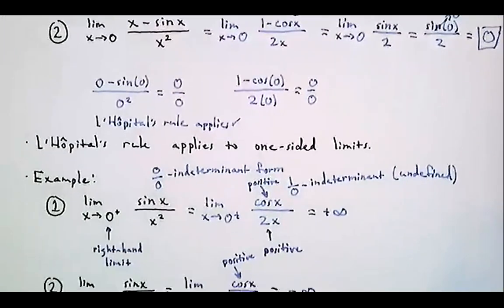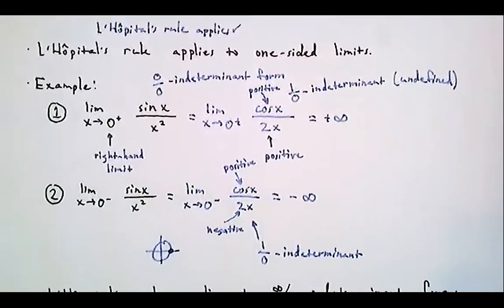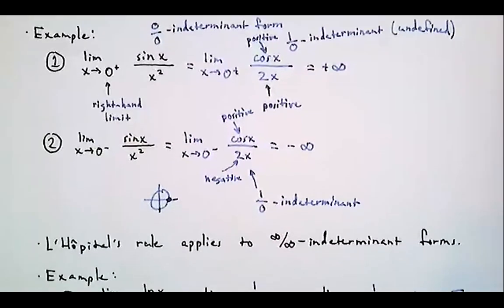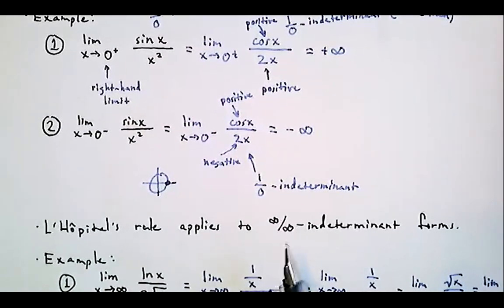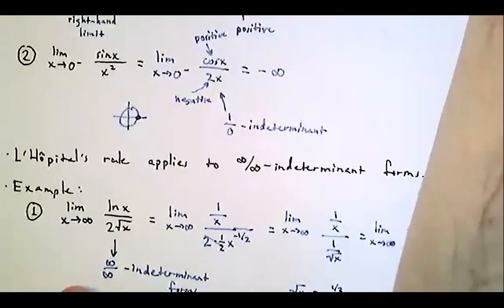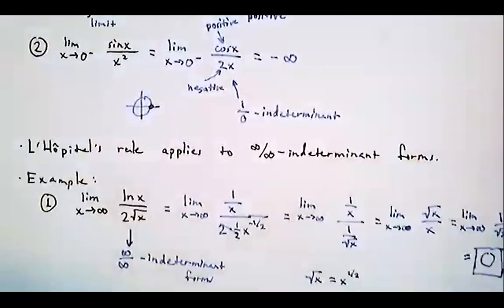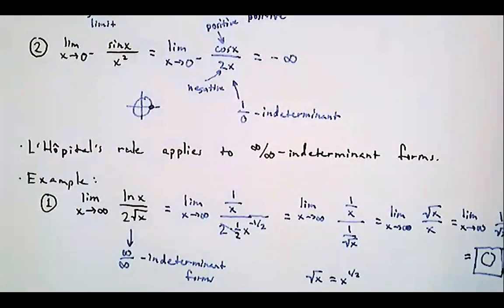And then just a couple more things. We saw that L'Hopital's rule applied to one-side limits, and it also applies to infinity over infinity indeterminate forms. So 0 over 0 and infinity over infinity. And this, I believe, is where we finished off on Wednesday. And we're going to continue on the next page of the notes here with another example.